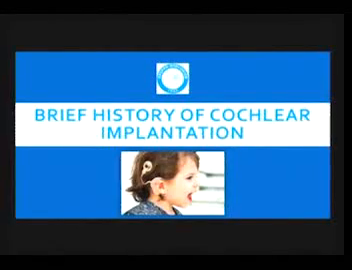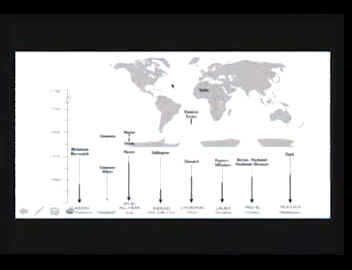Brief note on the history of cochlear implantation. It's very interesting to know that an Italian by the name of Alessandro Volta was the first person to in fact stimulate the cochlea using an electric current, and that marks the beginning of the history of cochlear implant. This was in the early 1800s.